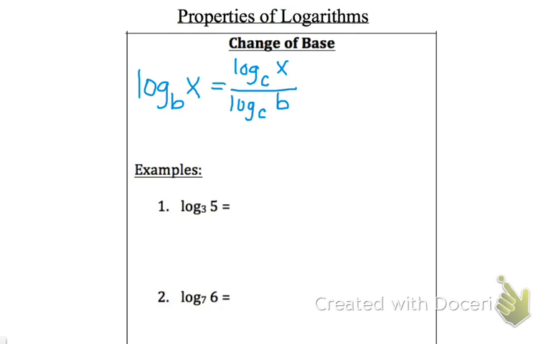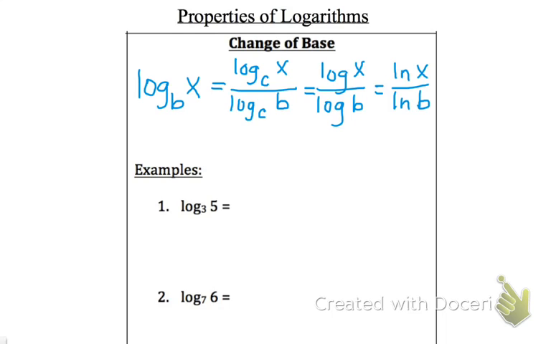Some useful new bases are base 10 and base e. Those give us our common log and our natural log. So a lot of times we'll take a log base b of x and rewrite it using only common logarithms: common log x divided by common log b. That'll change whatever the base b used to be into a logarithm with base 10, or we can also choose the natural log, which has a base of e, natural log of x divided by the natural log of b.